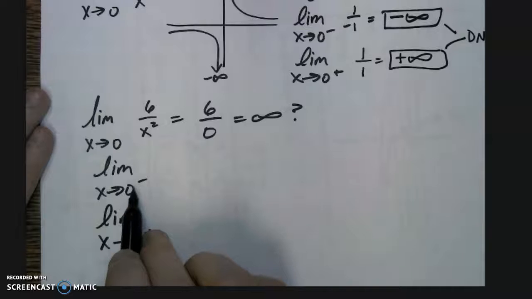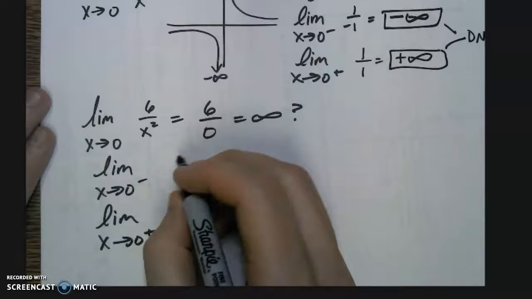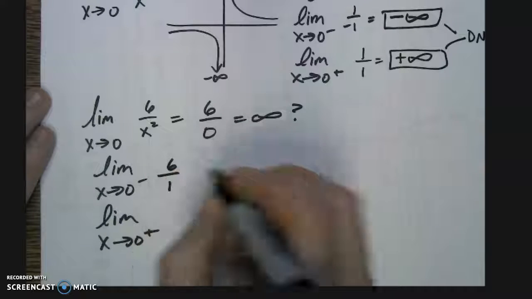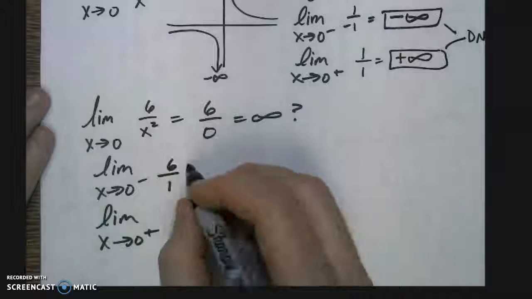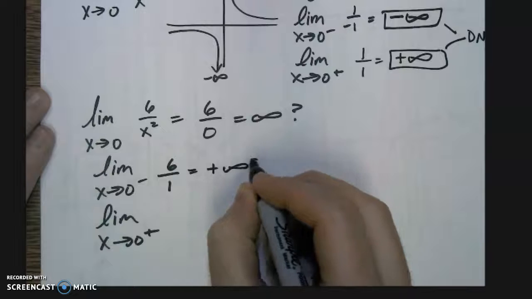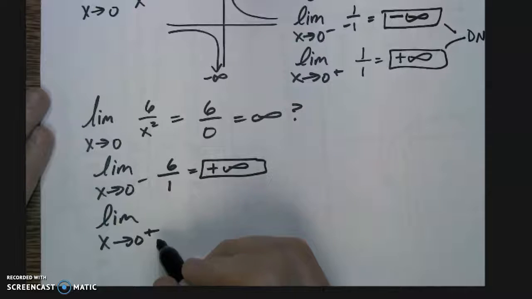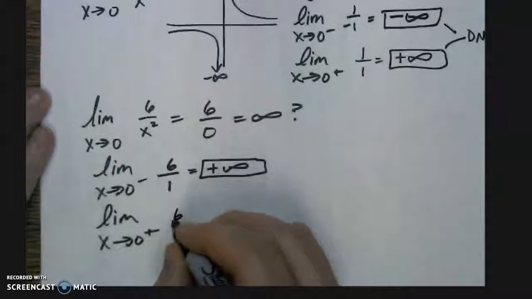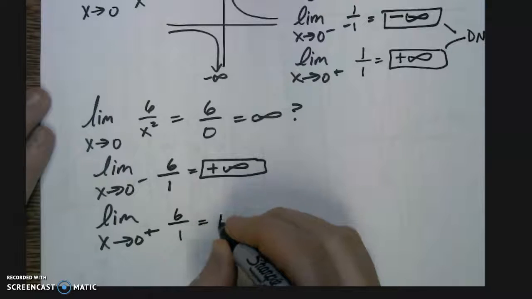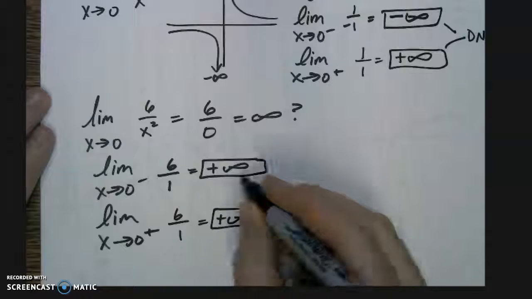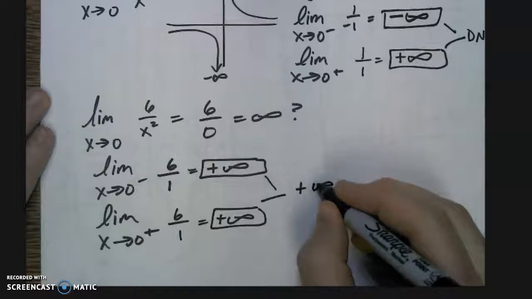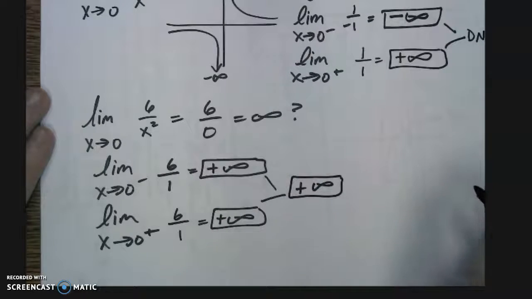If I plug in negative 1, I get 6 over positive 1, because when you square a negative, you get positive. So you're going to have positive infinity. Something to the right, say positive 1. If I plug in positive 1, I get 6 over 1, which is positive. Since both are positive, positive infinity is the limit, the overall limit.